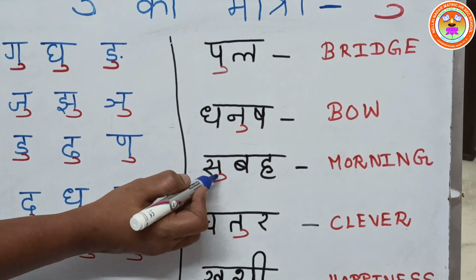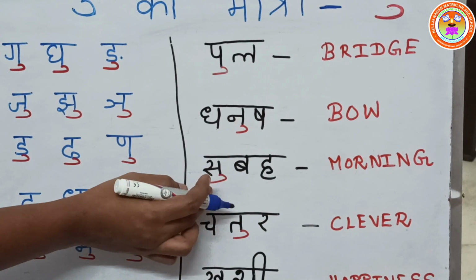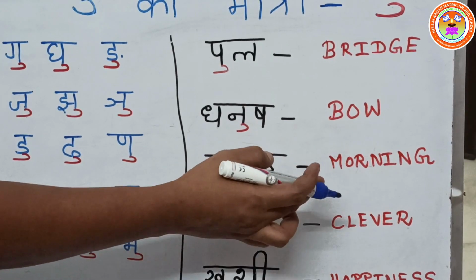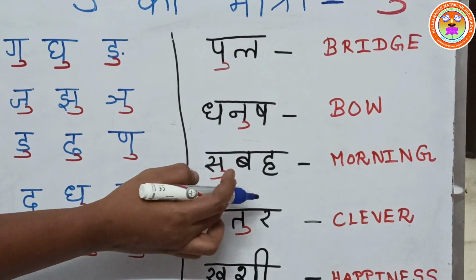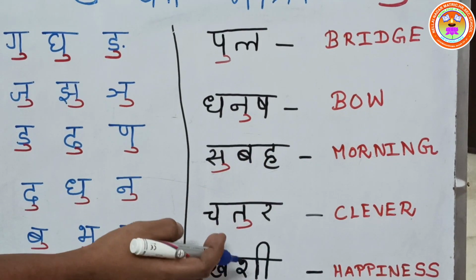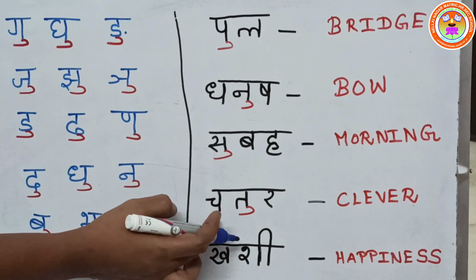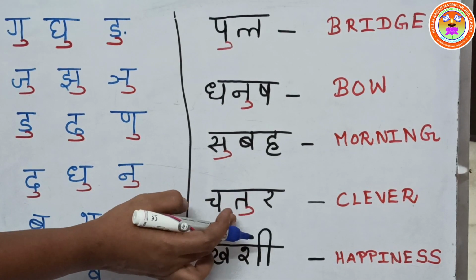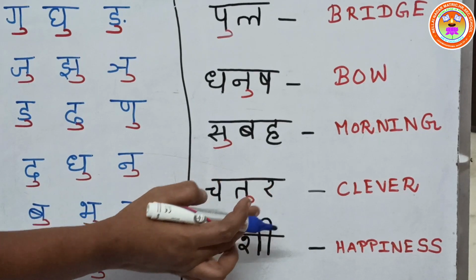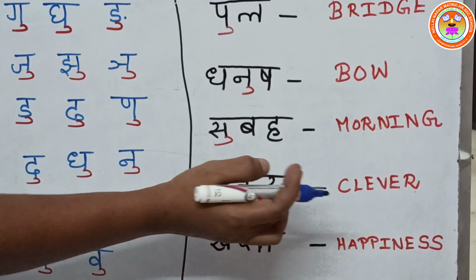S. When S is added with U ki matra, it becomes su. Su, b, h, subah. Subah means morning. Next one. Ch. When T is added with U ki matra, it becomes tu. Ch, tu, r, chatur. Chatur means clever.